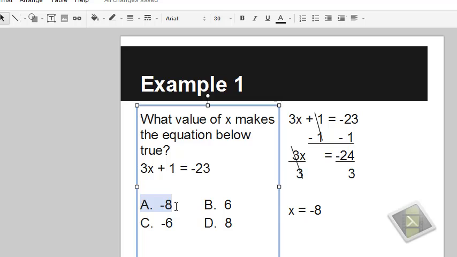Now, a helpful hint for multiple choice problems on anything you're going to do in here or any other math class. If you have no clue how to solve it and they give you a choice like this, go back in and plug in.